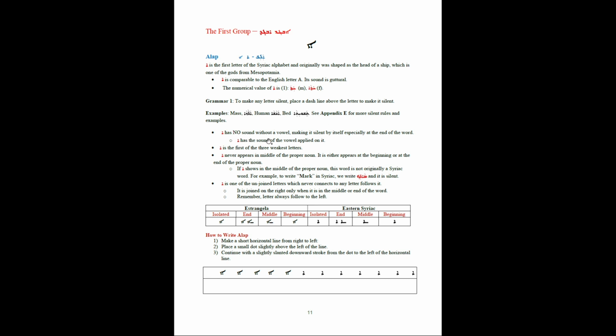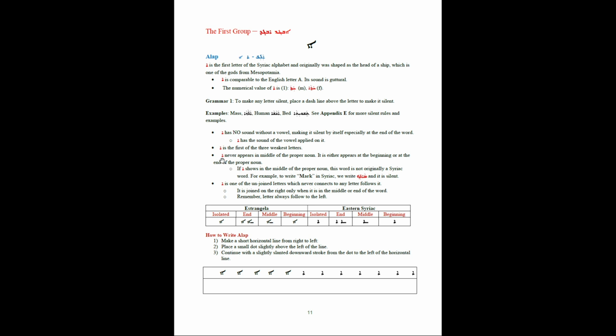Alap has no sound without a vowel, making it silent by itself, especially at the end of the word. Alap has the sound of the vowel applied on it. So when I have a vowel on Alap, it is going to have that sound. Alap is the first of the 3 weakest letters, and why is it the weakest letter? Because it is sometimes silent when it has no vowel. We have 2 more, and we're going to discuss those later.